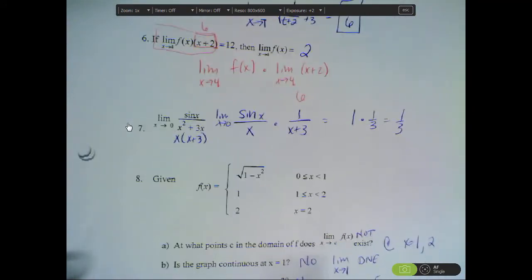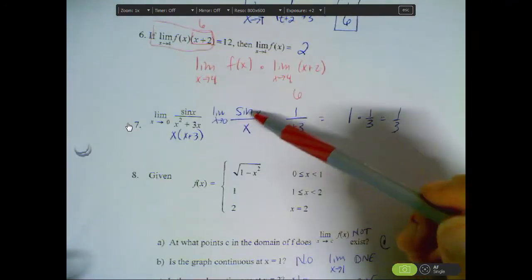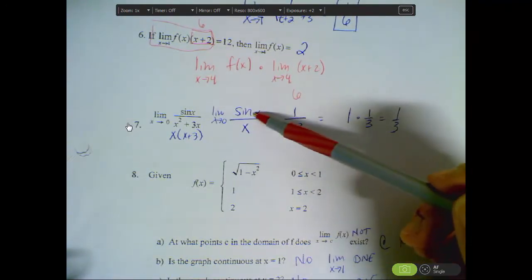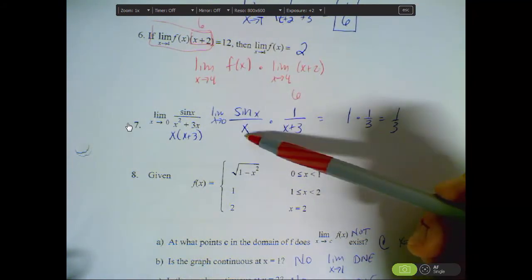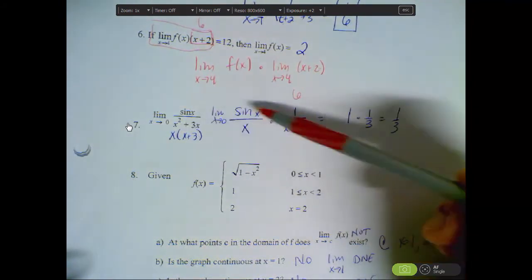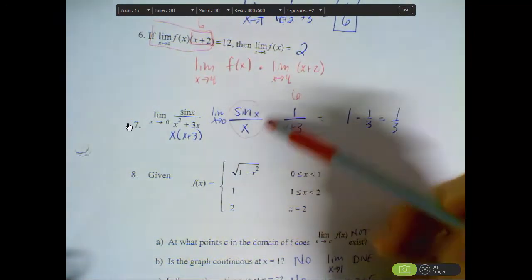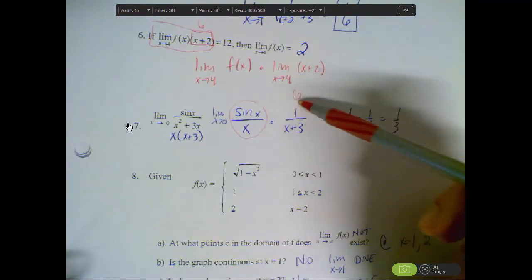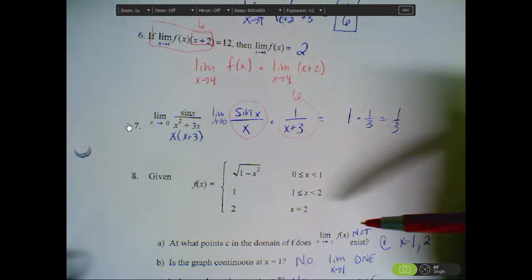Number 7, you need to factor the bottom into x times x plus 3. And then you need to simplify this. Again, the product of the limits. You have to recognize that sine of x over x is 1. That's one of those things you had to memorize. And so anytime you can pull out a sine of x over x, you need to do that. So this limit is 1. And then you plug in 0 here, and you get 1/3, and 1 times 1/3 is 1/3.